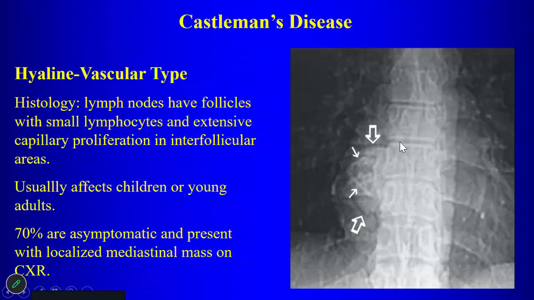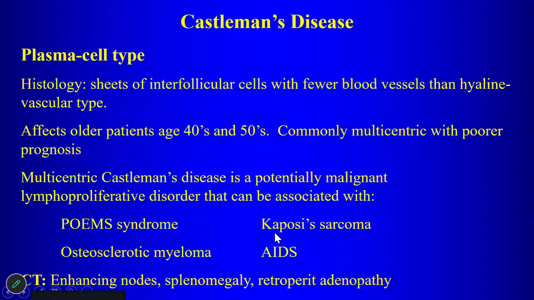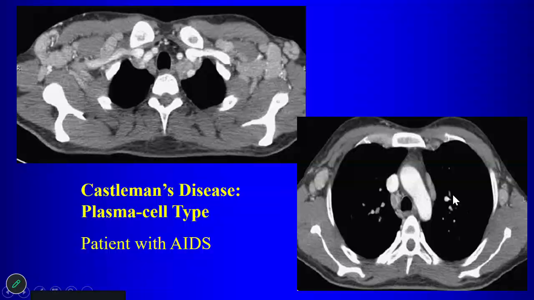So Castleman's disease can also give you lymphadenopathy within the mediastinum, and this is associated with marked enhancement. There's some calcifications there, but there's marked enhancement here after contrast. So we can see that with Castleman's disease. The more malignant form, the plasma cell variety, is associated with Kaposi's, AIDS, and some other unusual diseases. This can also give you enhancing lymph nodes. So Castleman's disease belongs in our differential for enhancing nodes. Here's a patient with AIDS who has enhancing lymphadenopathy in the mediastinum and also in the axillary regions there.